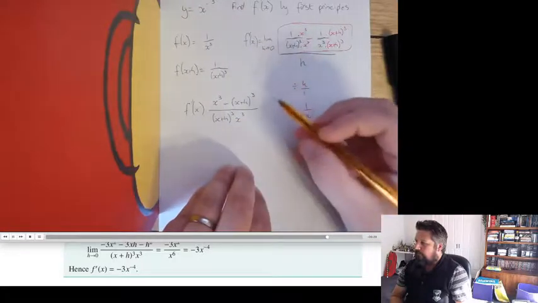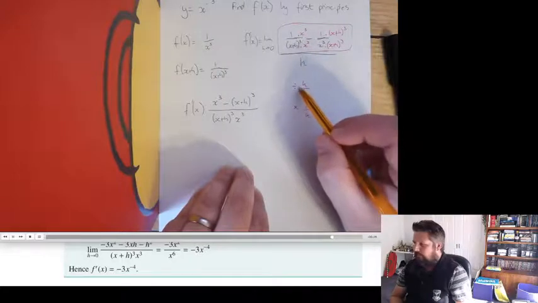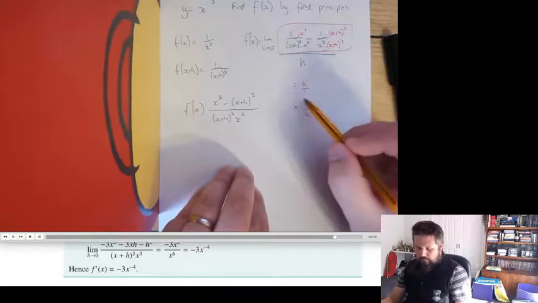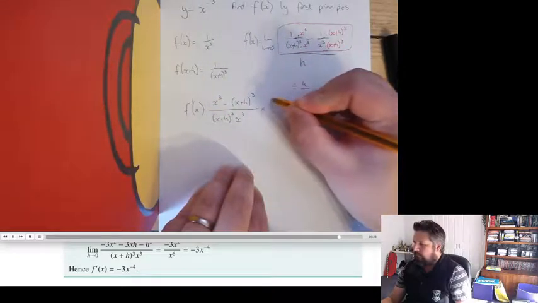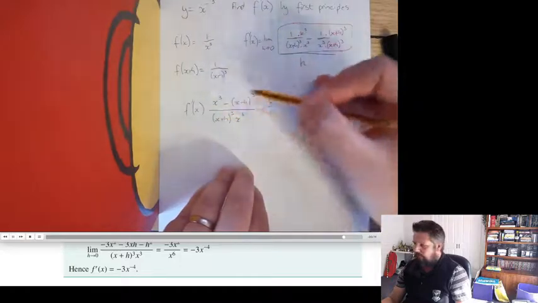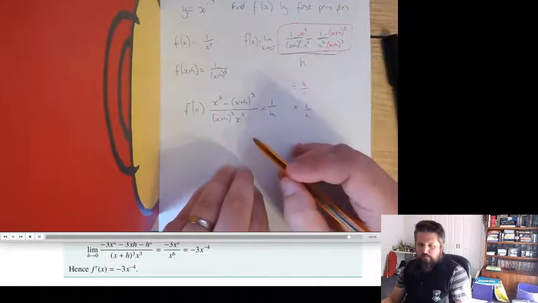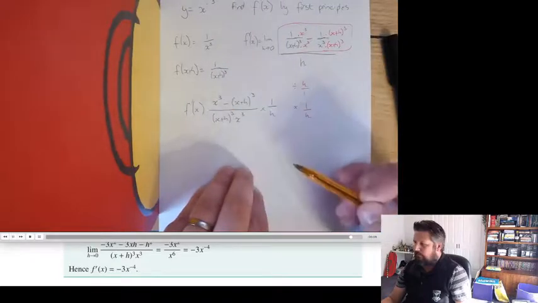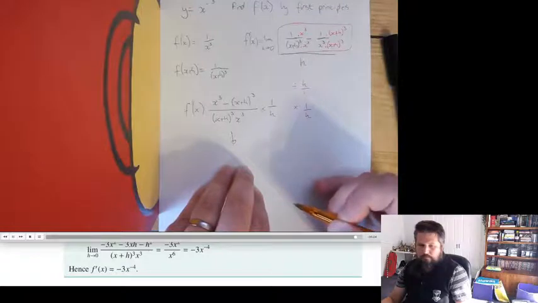Now again, rather than dividing this by h, as we said, dividing by h over 1 is the same as multiplying by 1 over h. So if we multiply this all by 1 over h, it's just a lot neater than rewriting all of this divided by h there. So hopefully this has cleared up how they got to this particular stage so that you can continue down with worked example number 14 using first principles.